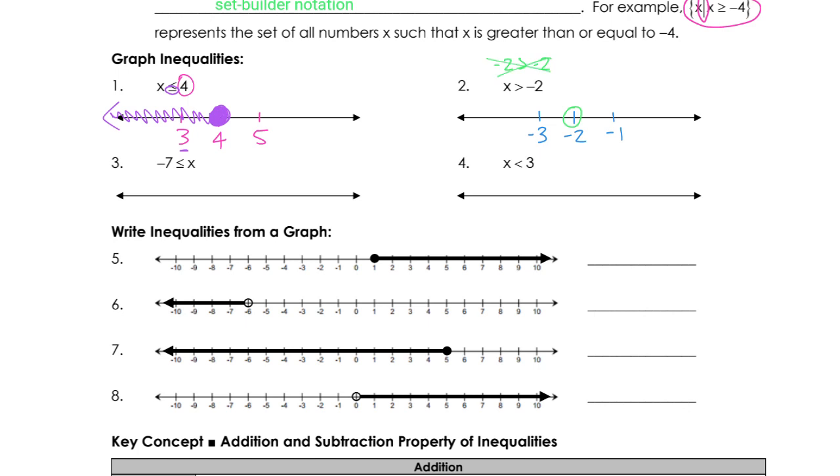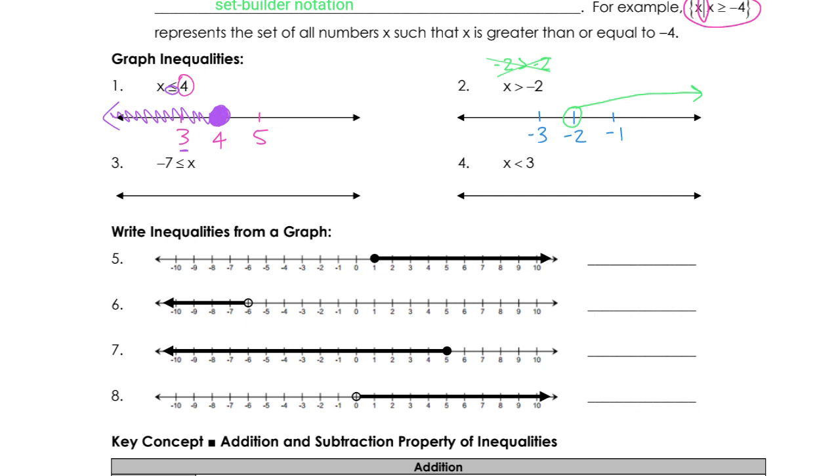This would not count. So -2 is not included. But then where are all of the numbers greater than -2? Well, that would be all of the numbers to the right. So some people like to just do a line like this for their shading. I'm totally okay with that. Again, you just have to have something that shows your shading and then an arrow at the end of your graph.